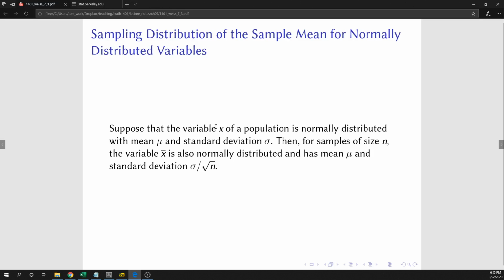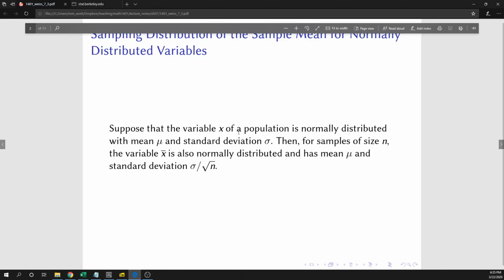is the exact distribution of the sample mean. So suppose that we have a variable x and it's normally distributed, okay? And it has a population mean of mu and standard deviation sigma. All right. So last time we talked about the sampling distribution of the sample mean. We didn't really mention it, but we said that if you take samples of size n, then the variable x bar, the sample mean, is also normally distributed. So that's the part that we didn't really talk about last time.